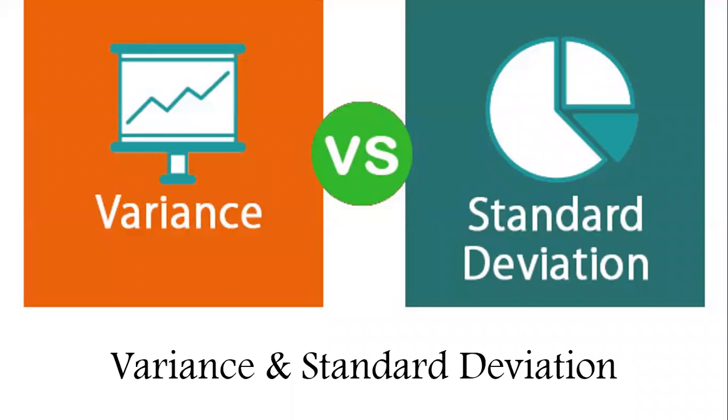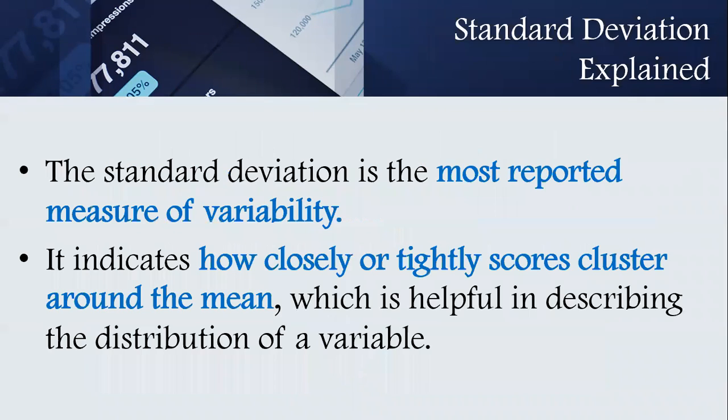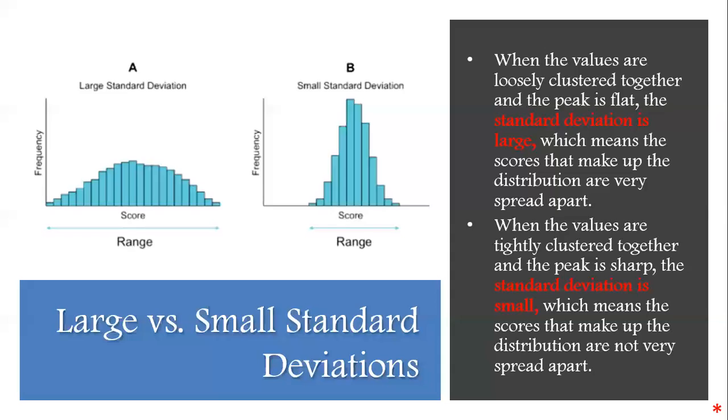Now let's discuss the concepts of variance and standard deviation. Variance is a statistic that measures how spread out a distribution of scores is from the mean. It describes the variability among scores within a data set. Calculating the variance is the first step in obtaining the standard deviation. The standard deviation is the most reported measure of variability. It indicates how closely or tightly scores cluster around the mean, which is helpful in describing the distribution of a variable.